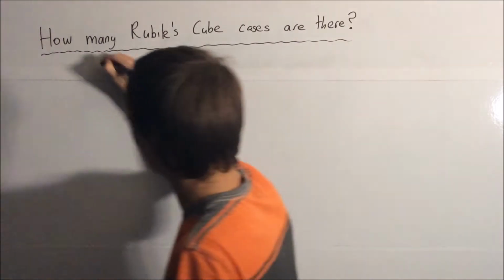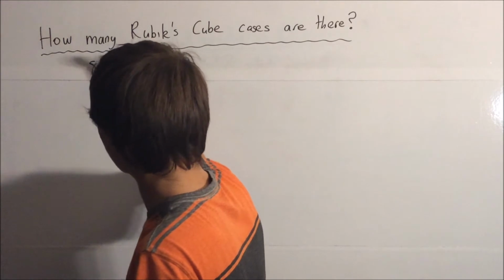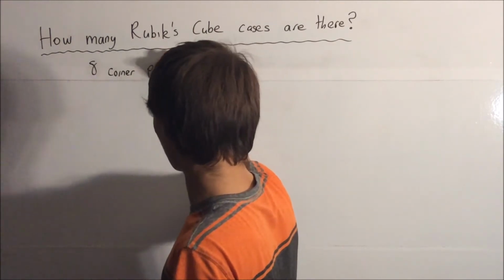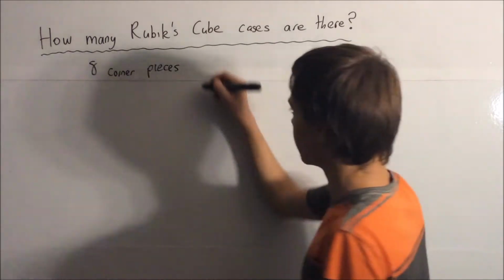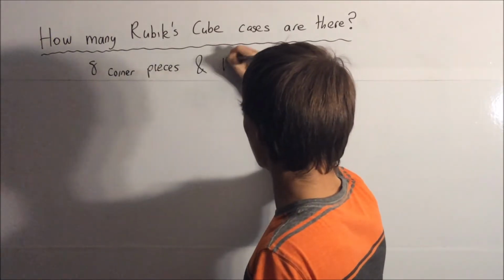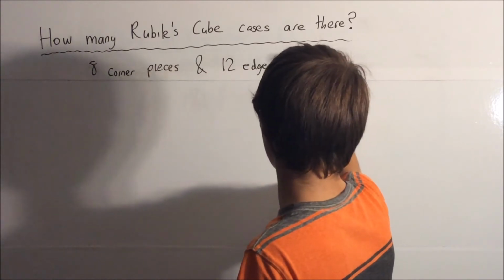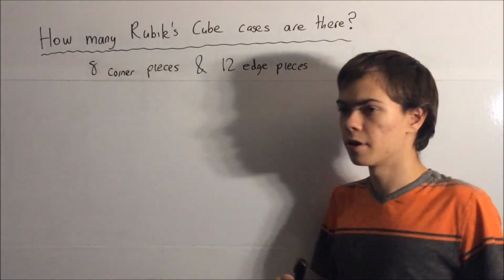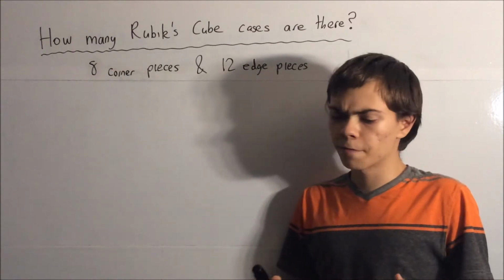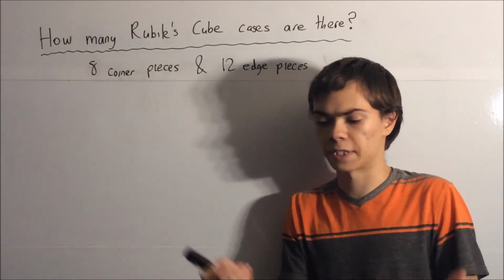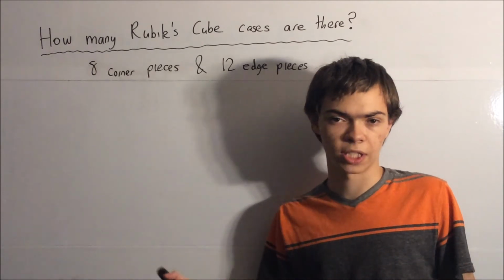So to start, we know that there are 8 corner pieces, and there are 12 edge pieces. So we know the number of corner pieces and edge pieces that we have. But how can we figure out the number of ways to rearrange them? Because that's kind of what's happening when we're scrambling the Rubik's Cube.